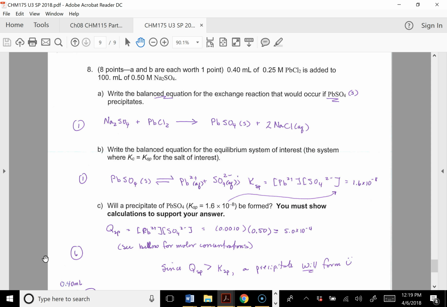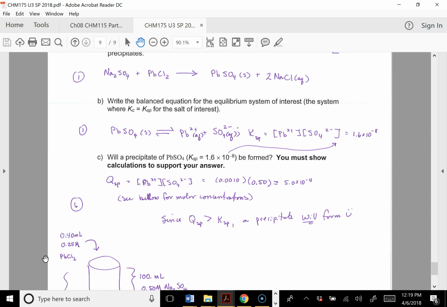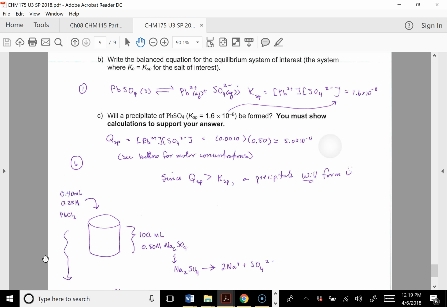The next thing is I wanted the balanced equation for the equilibrium of the insoluble salt, the thing of interest. So running with the lead-2 sulfate, showing how it goes from its solid, breaks apart in water, looks like this. And then down here, I wanted you to let me know, would you get a solid sludge of PbSO4 down here?